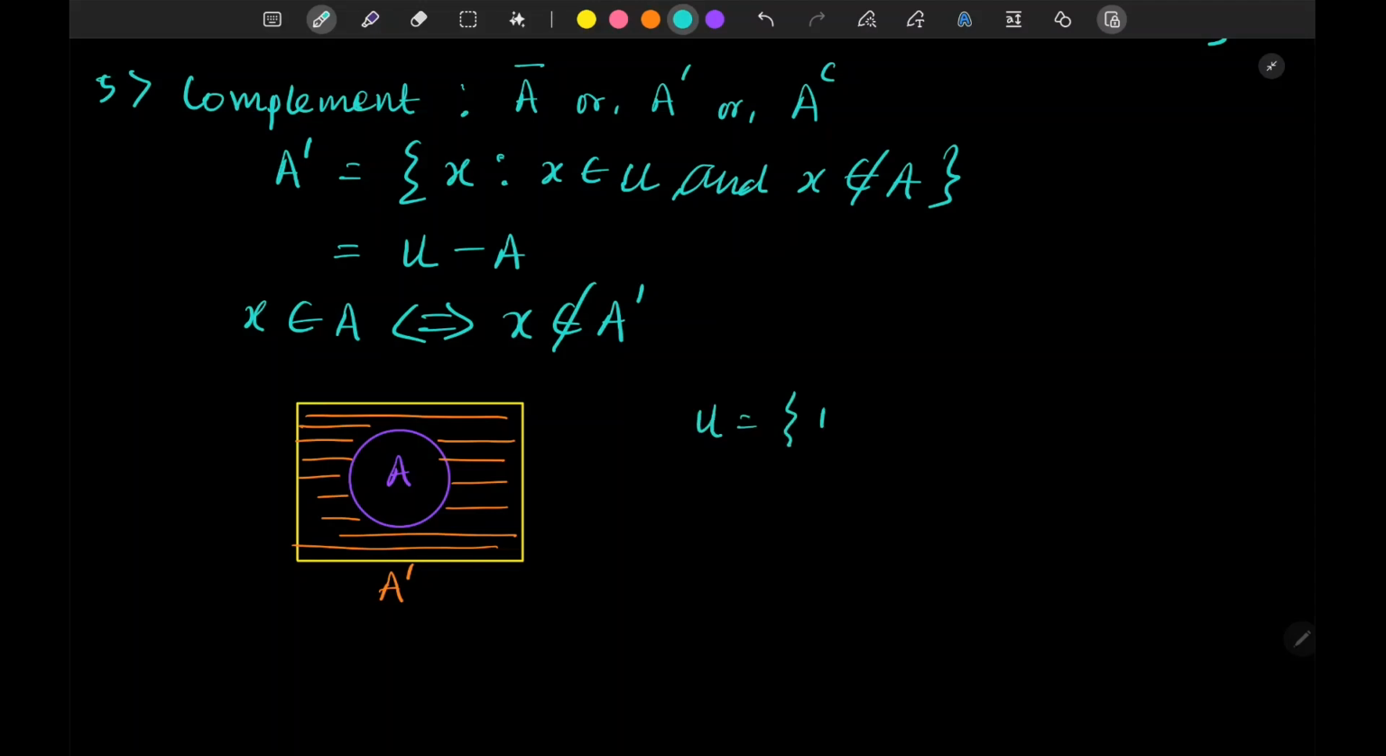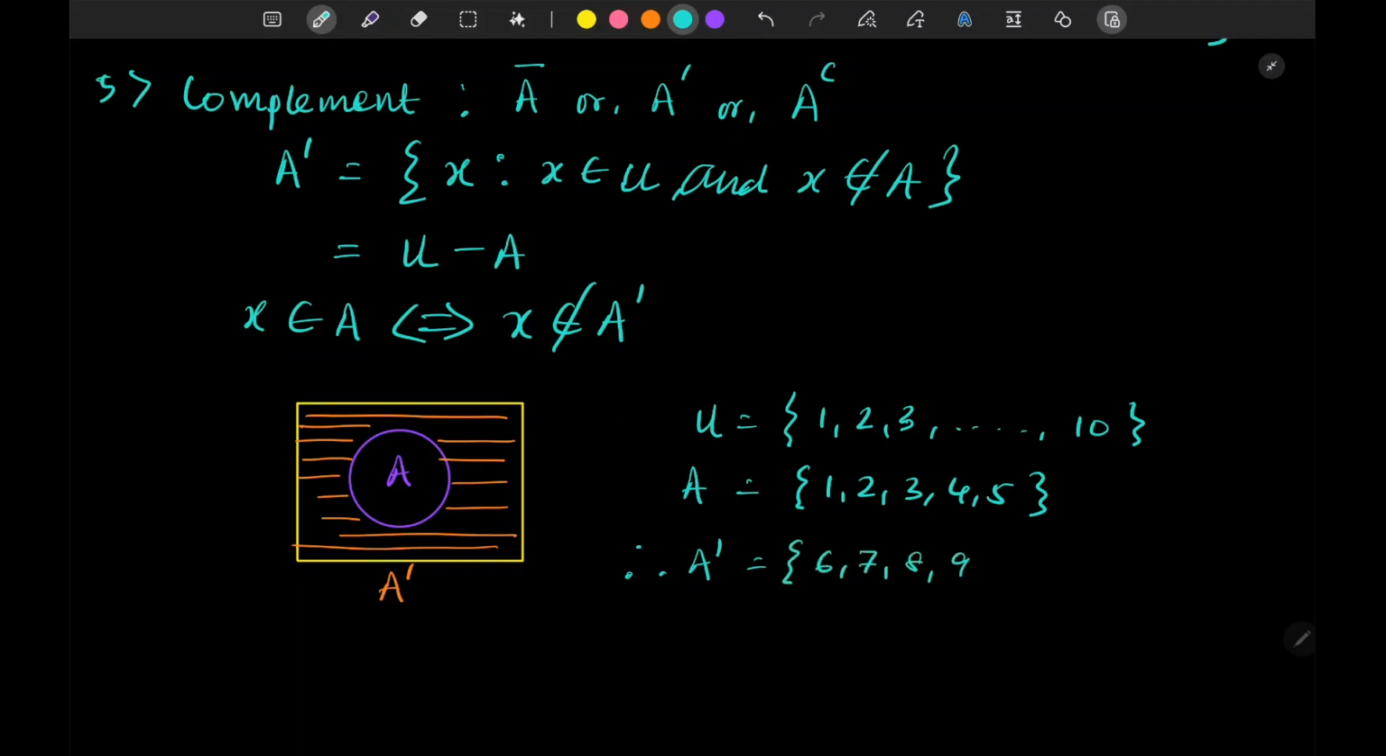So let us take the universal set as all the natural numbers from 1 till 10. And let us take a set A which consists of the elements 1, 2, 3, 4, and 5. Therefore, A complement will be a set which consists of all the elements present in the universal set but not in set A. Therefore, A complement will have the elements 6, 7, 8, 9, and 10.